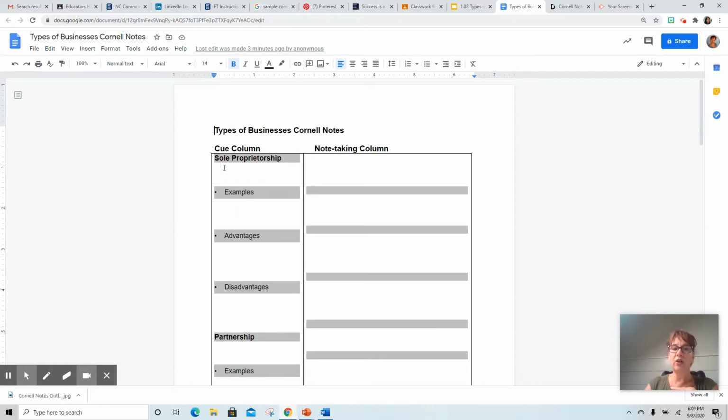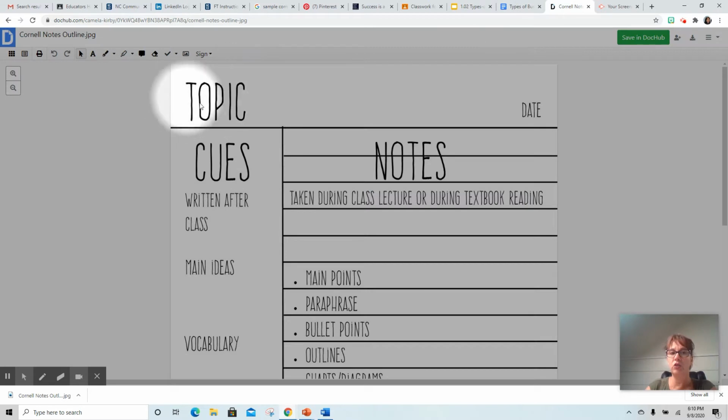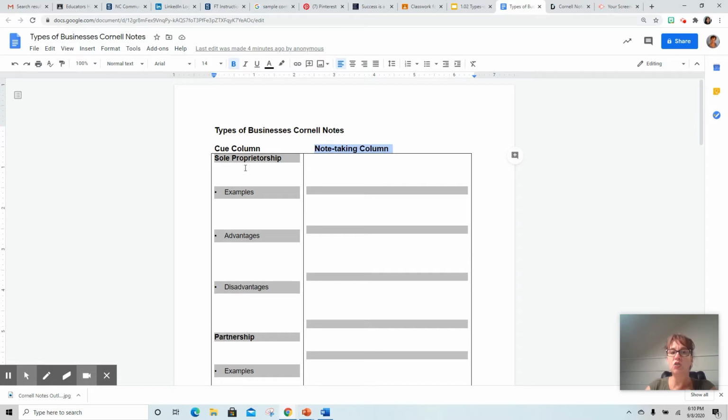So you've got a line going down and you've got a line going across, and what we have here is just like in the example. This is our topic, types of businesses, and we're using Cornell Notes. This is our cue column, which is what was on the other sheet, and this is our note-taking column. So if we go back real quick and look, there's your topic, there's your cues, and there's your notes. So what's going to happen is you're going to start here with sole proprietorship as your cue. And then in the sole proprietorship over here in the note-taking, you're going to write a trait about sole proprietorship.